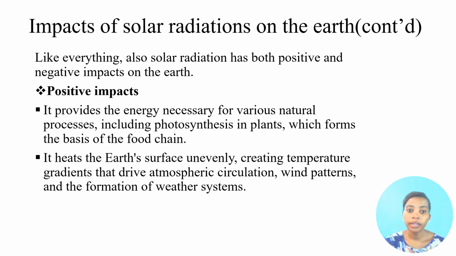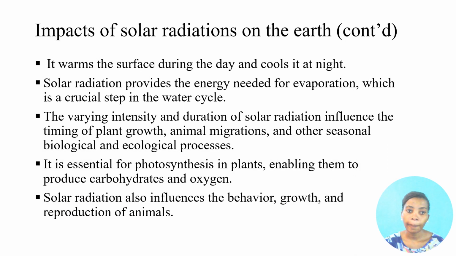Solar radiation hits the Earth's surface unevenly, creating temperature gradients that drive atmospheric circulation, wind patterns, and the formation of the weather system. Solar radiation warms the surface during the day and cools it at night. Solar radiation provides the energy needed for evaporation, which is a crucial step in the water cycle.